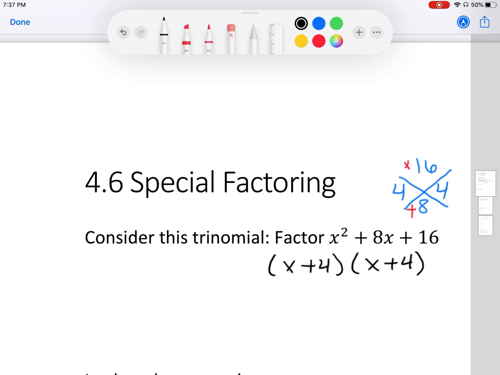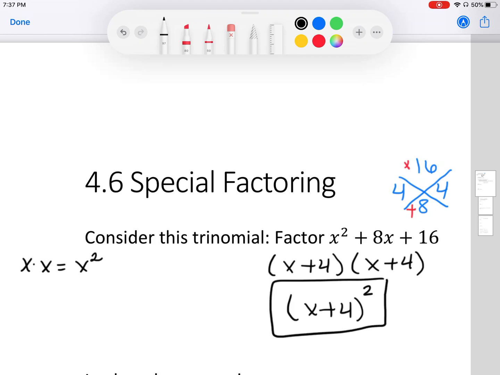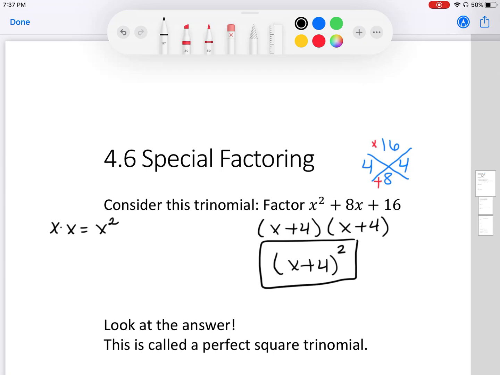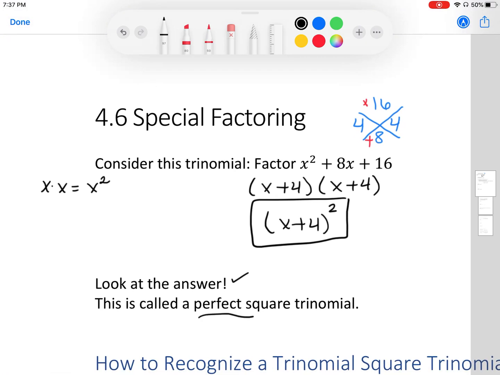So is there a way to write this shorter? If I had something like x times x, don't we just write x squared? So we can also take this and write it as x plus 4, and instead of writing it twice, I can write a square. And that's our answer. This is a special type of trinomial and produces a special type of product. So we have a very special answer, right? This is called a perfect square trinomial.